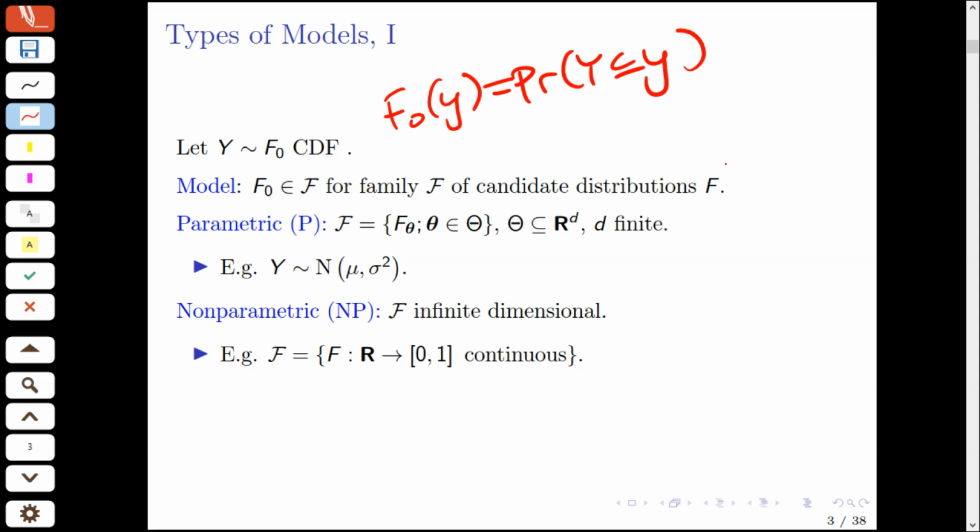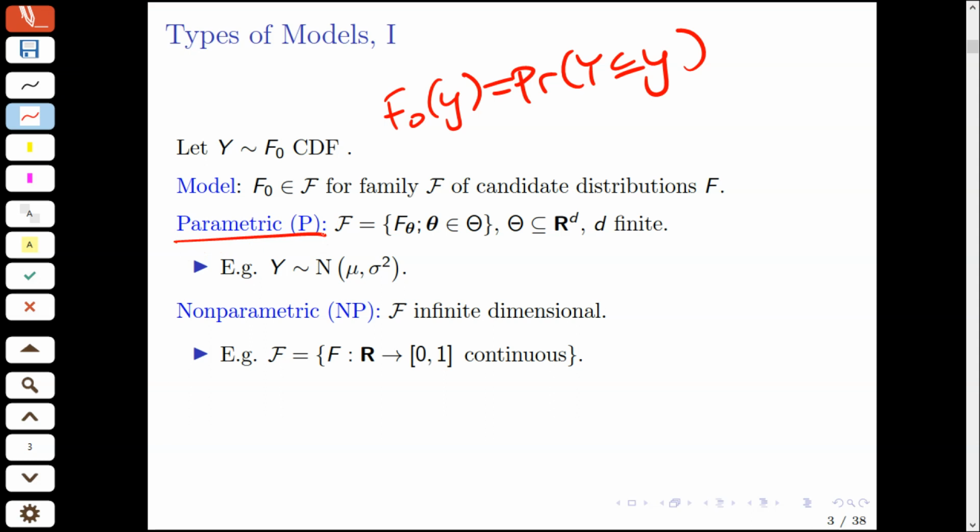In the case where this family of candidate distributions is indexed by some index theta, belonging to a subset, capital Theta, of a finite dimensional space, that is, this d, denoting the dimension, is a finite number, when that happens, that is, when our model takes this form, we refer to the model as being parametric, or P for short.